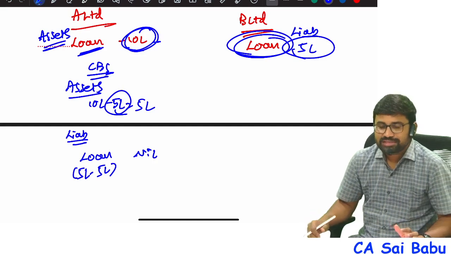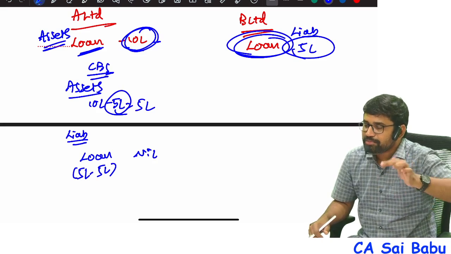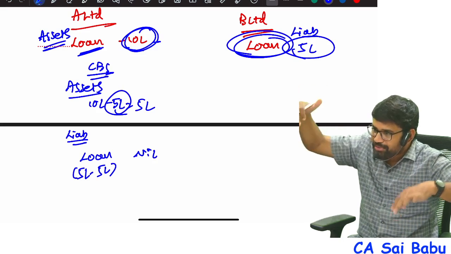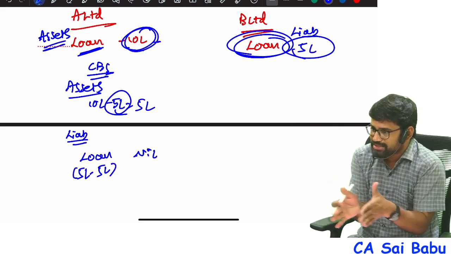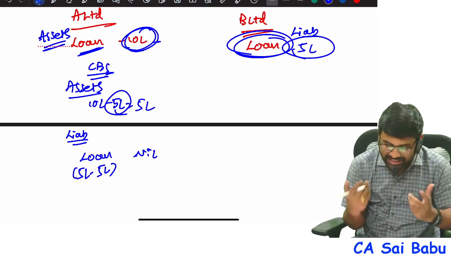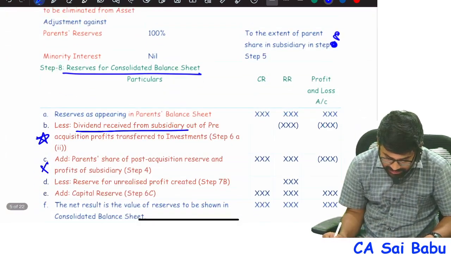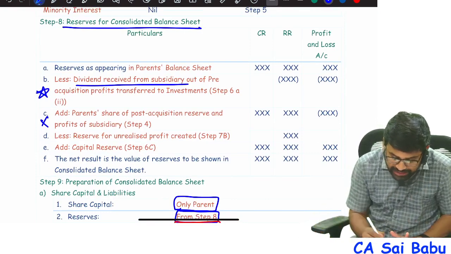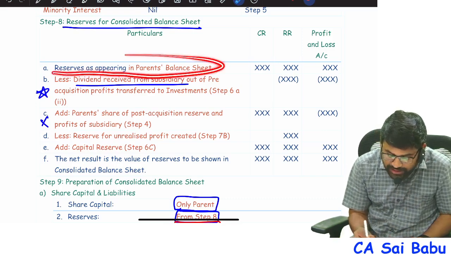Eliminate. Similarly, suppose trade receivables, trade payables. In parent company books, trade receivables, a certain portion is from B Limited only. From B Limited's point of view, trade payables; from A Limited's point of view, trade receivables. Both will be adjusted. Common debts, because A Limited and B Limited are now treated as one single entity. That's why. Okay. So this is step number 7. And what is step number 8? Reserves for consolidated balance sheet. Important: when you are preparing the reserves for consolidated balance sheet, first always start with the parent company reserves.